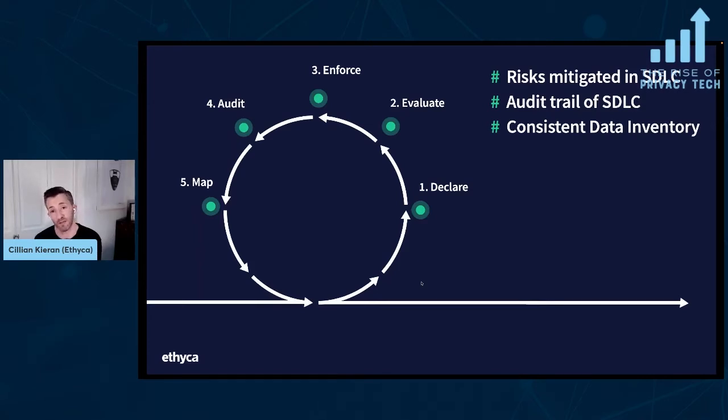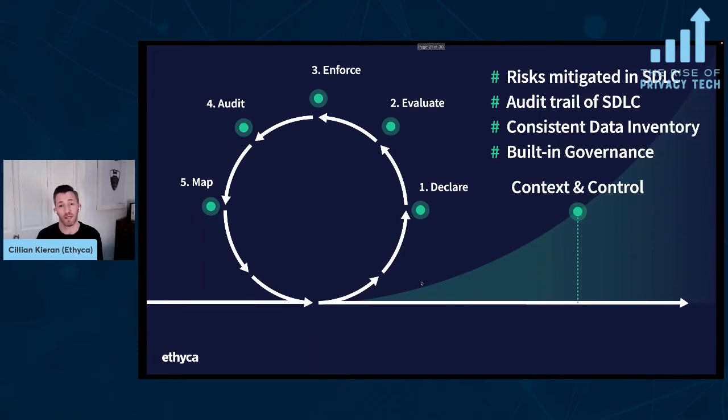Because of that consistent data inventory, what we ultimately have is context, which is the challenge that faces governance at large: detailed context about what is happening in these systems, where and how, so that we can then enforce or control that. And FIDES provides both sides of that. A privacy as code approach provides both the context and also control over those business systems.